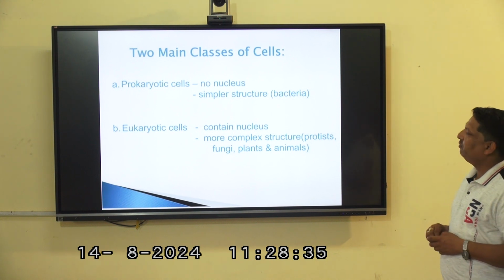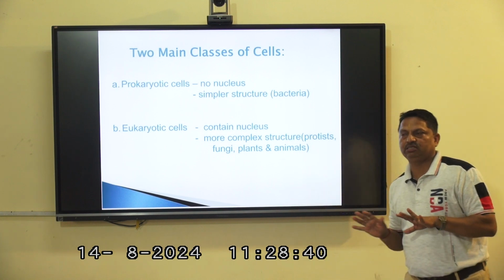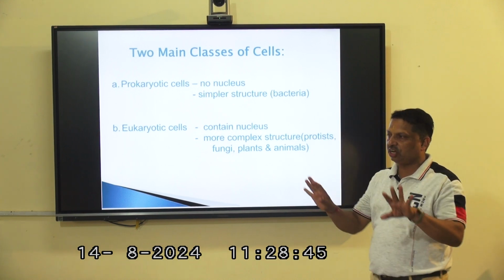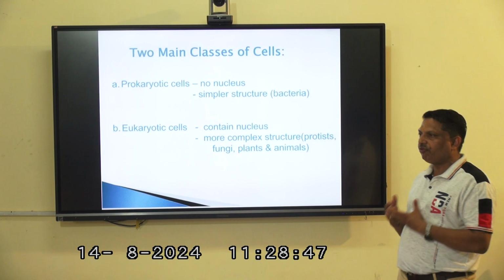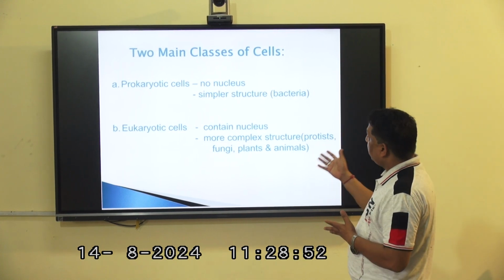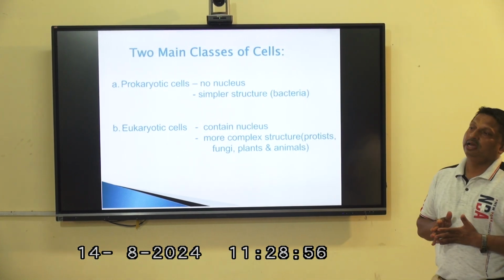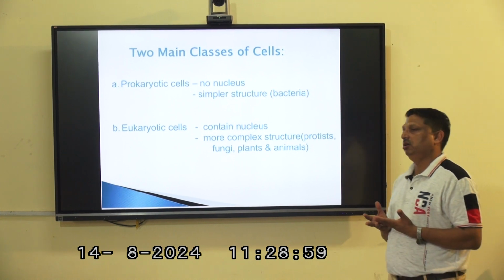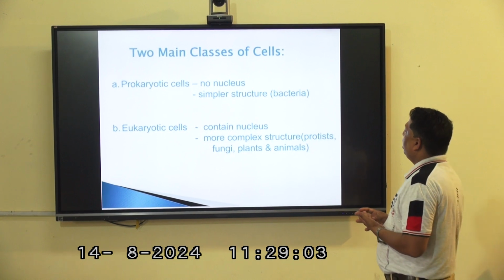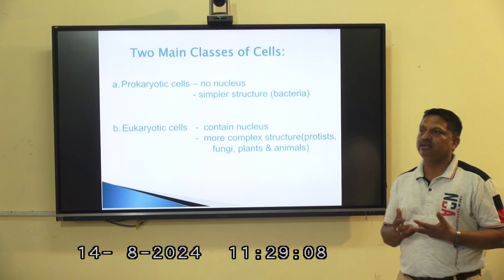And particularly when we talk about eukaryotic cells, this is the major group of cells that exist in nature's diversity. They occur in different forms, at the intracellular level and the intercellular level. They contain a nucleus, that means a nucleus is present in the eukaryotic cells. And they have more complex structures, as in protists, fungi, plants and animals.